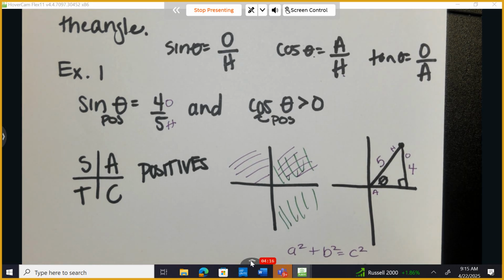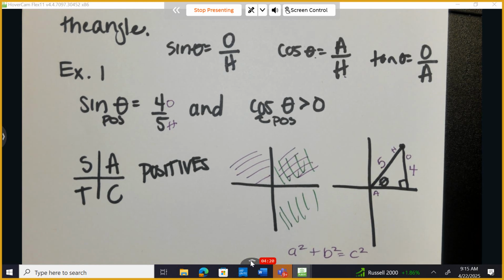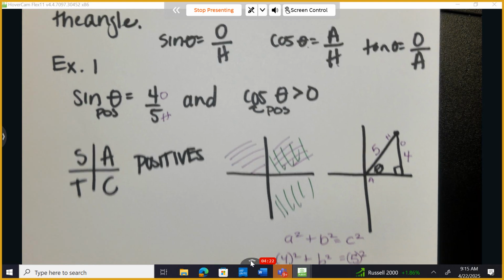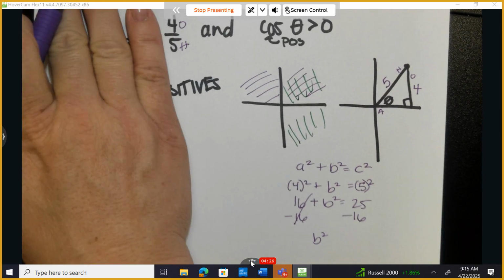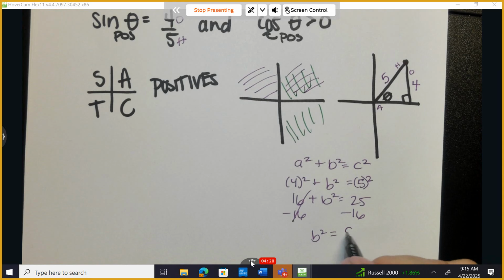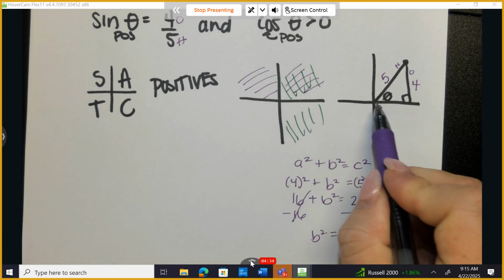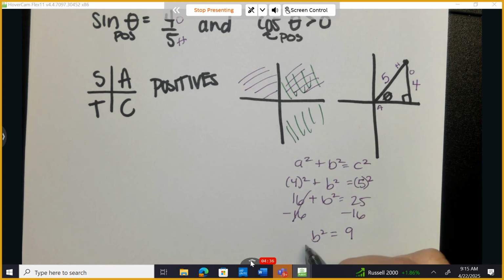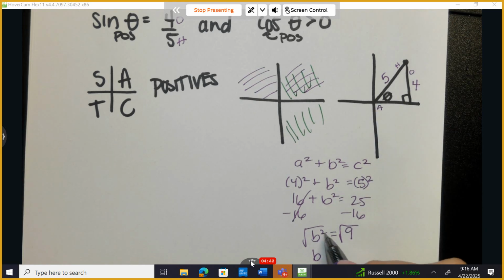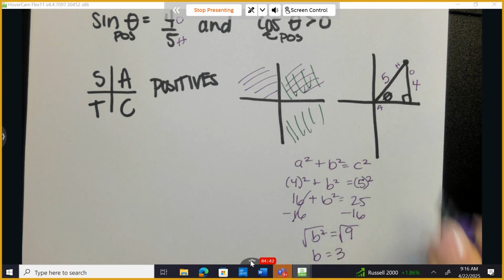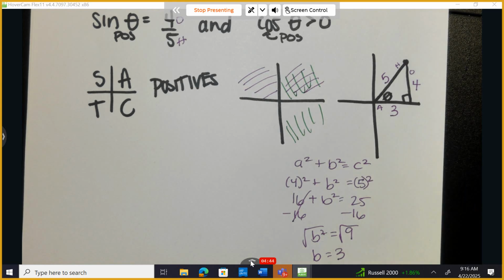4 squared is 16. 5 squared is 25. And to isolate the b, I'm so sorry. To isolate the b, I'm going to subtract 16 from both sides. And I'm going to give students that are watching this video a chance to catch up here. Now, we don't just stop at 9. This isn't a length of 9. We need to isolate the b by taking the square root. And because we're talking about length, it won't be positive and negative, only positive. This is a length of 3. I'm going to let everybody get caught up.